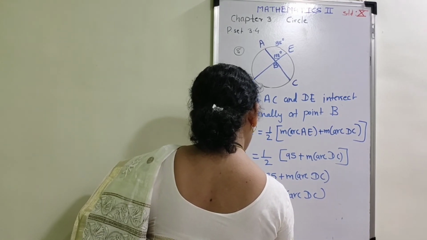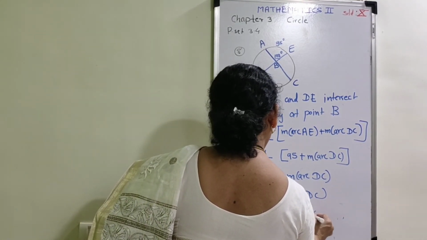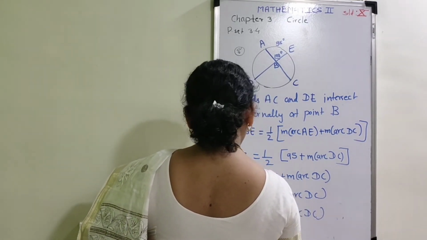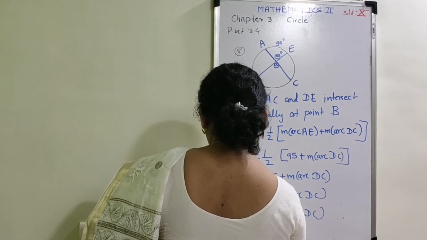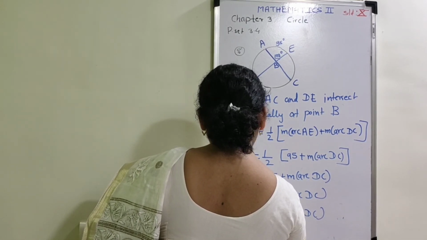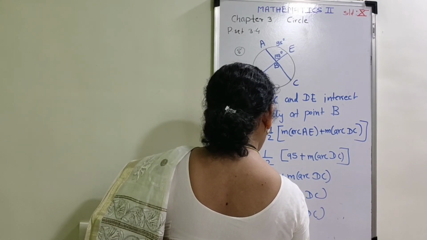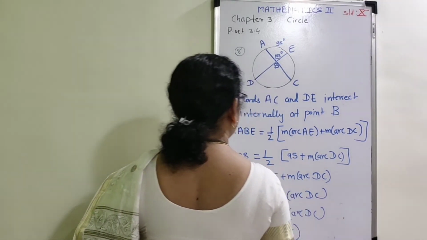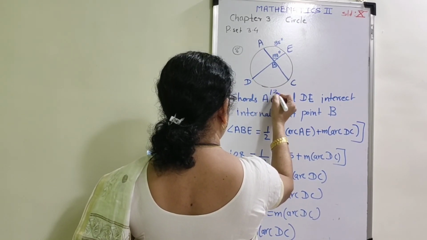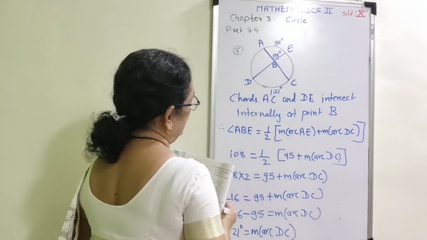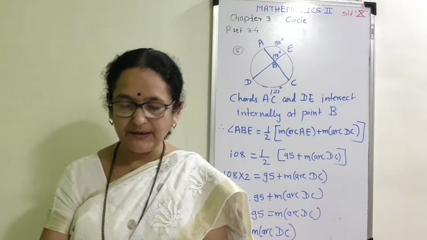216 minus 95 is equal to major arc DC. When we subtract 95 from 216, the answer is 121 degree, and this is our final answer, that is major arc DC is equal to 121 degree. Here we have used the property which I have already explained.